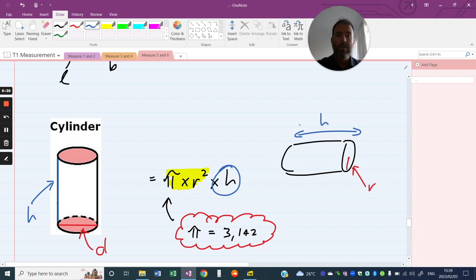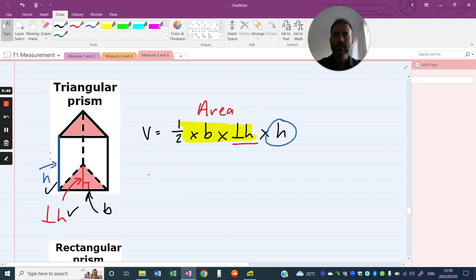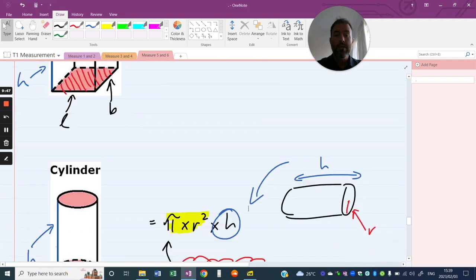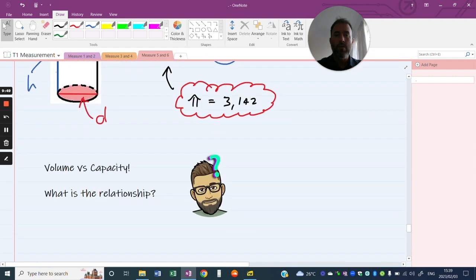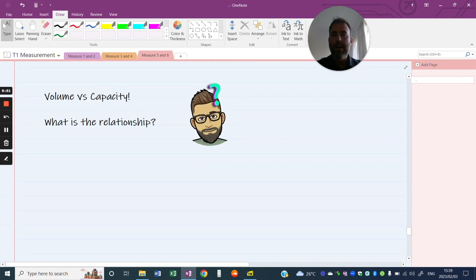It doesn't look like a height, but it's still h, and that can still go into your formula over there. Okay, so these are the formulas we use. You don't have to remember them, like I said. You just have to know which one is which. All right, now I mentioned volume and capacity.